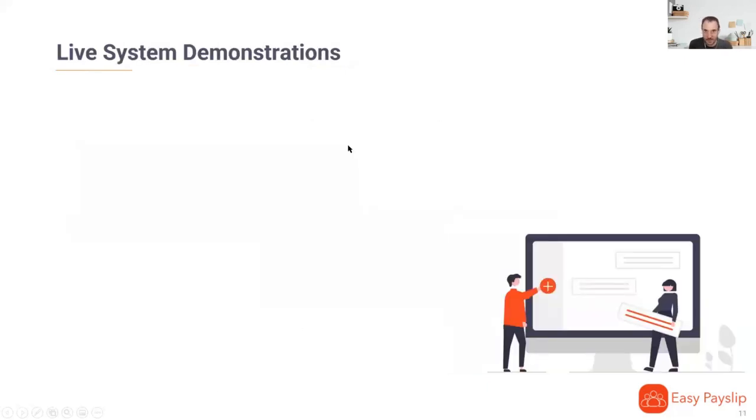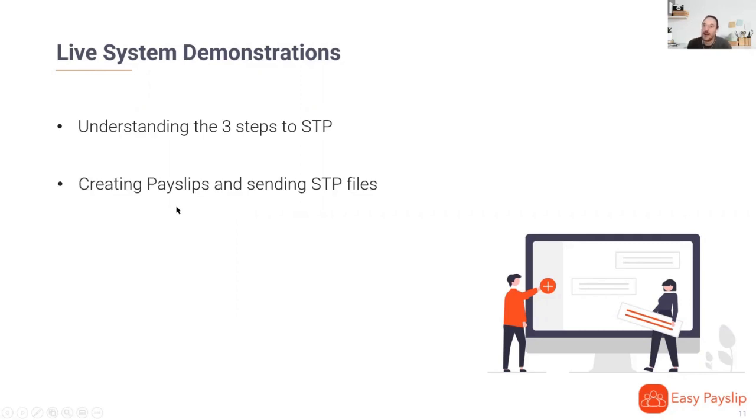Just to keep this interesting, instead of me just going on and on about concepts, it might be nice for you to see how to actually do this in Easy Payslip. So we'll do some live system demonstrations now. I'll go through and explain those 3 steps when we're looking at the system. We'll look at an employee record. We'll create some payslips and send some STP files. We'll look at the mobile app, and then we'll look at a few extras.